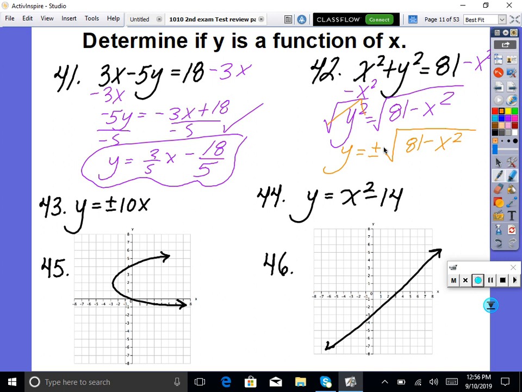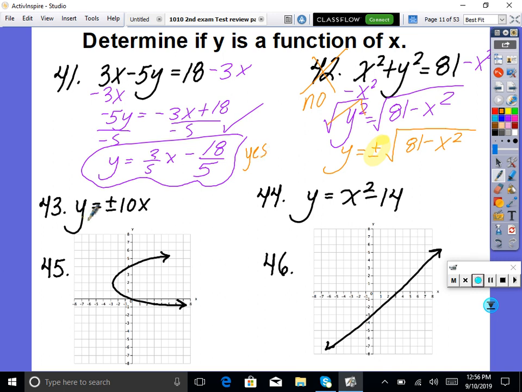Now the problem is the plus or minus, right? That's the problem. Because if I plug something in, we're going to get out a positive and a negative answer. So when we plug something in, we got two answers out. So this one is not considered a function. No, this one is a yes. Okay. Plus or minus means no.